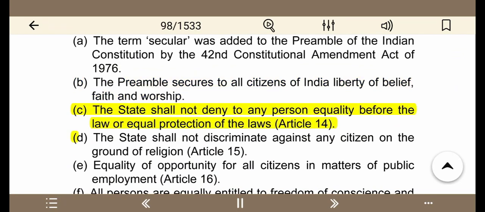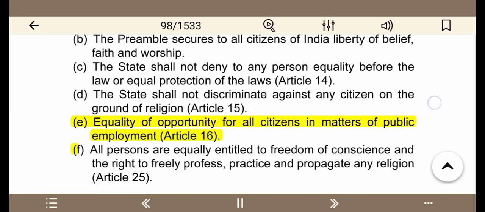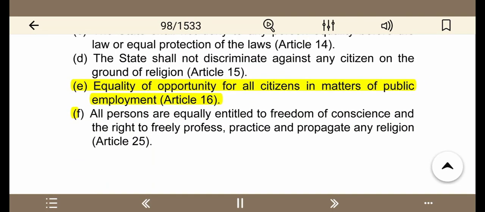C. The state shall not deny to any person equality before the law or equal protection of the laws. Article 14. D. The state shall not discriminate against any citizen on the ground of religion. Article 15. E. Equality of opportunity for all citizens in matters of public employment. Article 16. F. All persons are equally entitled to freedom of conscience and the right to freely profess, practice and propagate any religion. Article 25.